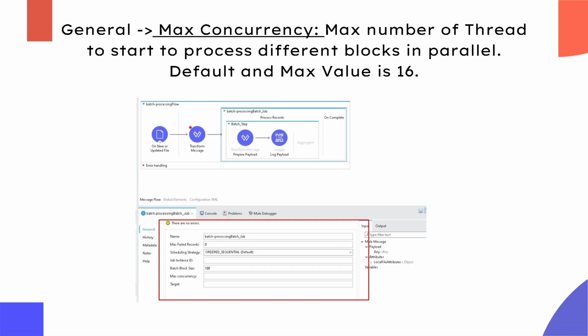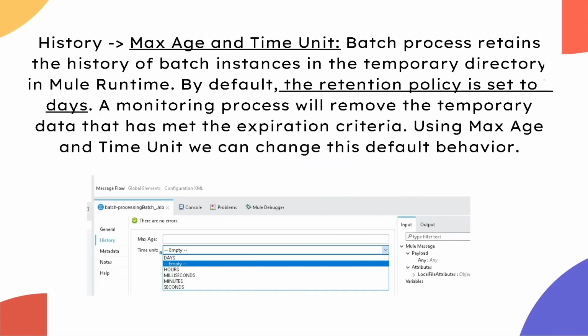So guys, the next topic is max age and time unit. From the definition you can see batch process retains the history of batch instances in a temporary directory in Mule runtime. By default retention policy is set to 7 days. A monitor process will remove the temporary data that has met the expiration criteria using the max age and time unit that can change the default behavior.